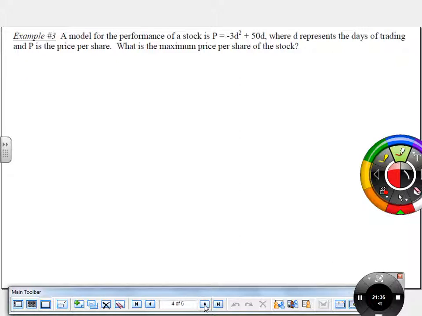So the next problem we see here in our note-taking guide doesn't have a graph. We're not supposed to graph. It's more of a word-based problem. A model for the performance of a stock is that P is equal to negative 3D squared plus 50D. D represents the days of trading, and P is the price per share. What is the maximum price per share of the stock?